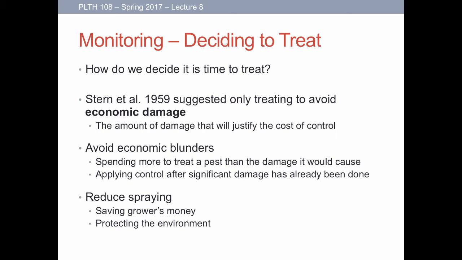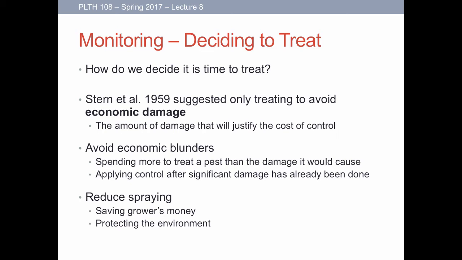And when this first came out, people didn't feel like it was a super great answer. But it has a certain charm to it. The ideal here, though, is that essentially you're not spending more money than you need to control the pest, and you're also not treating so late that you're losing money because the pest got away from you.